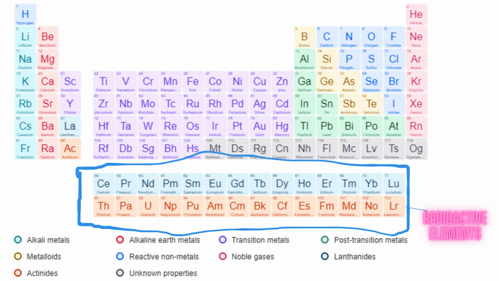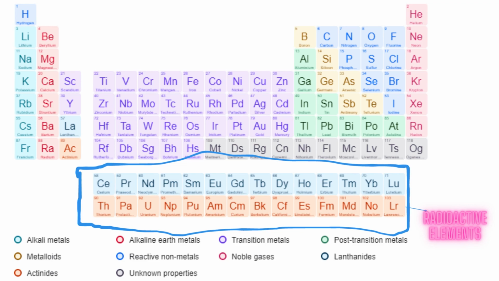Radioactive elements in our periodic table. There are over 30 radioactive elements in the periodic table, ranging from the naturally occurring elements uranium and thorium, to the synthetic elements produced in laboratories.